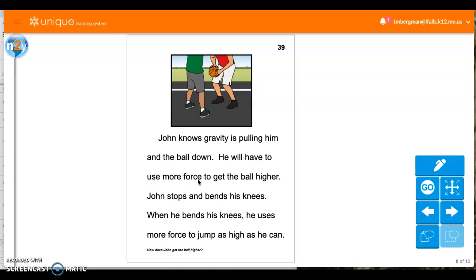He will have to use more force to get the ball higher. John stops and bends his knees. When he bends his knees, he can use more force to jump up as high as he can. How does John get the ball higher? Yeah, so the force and the gravity is keeping you down, and so you have to kind of crouch down and then use all of your force to jump and to use force with your hands as well.